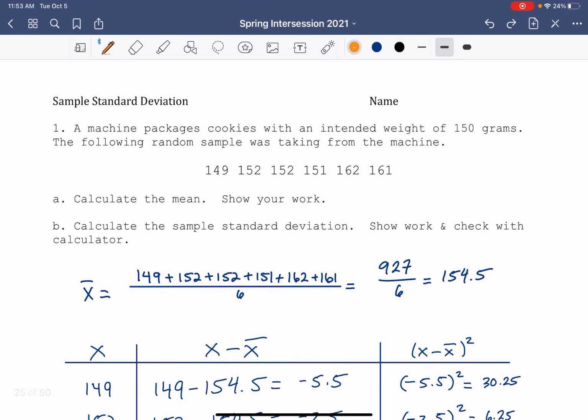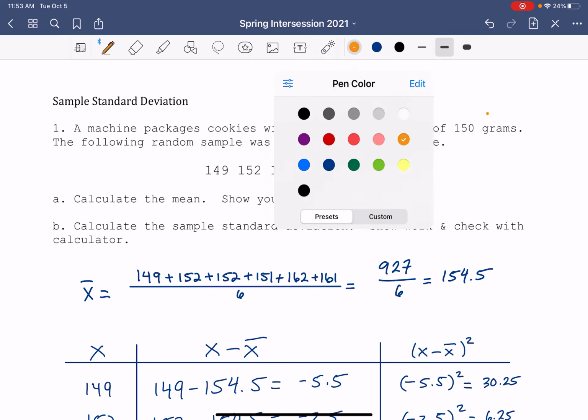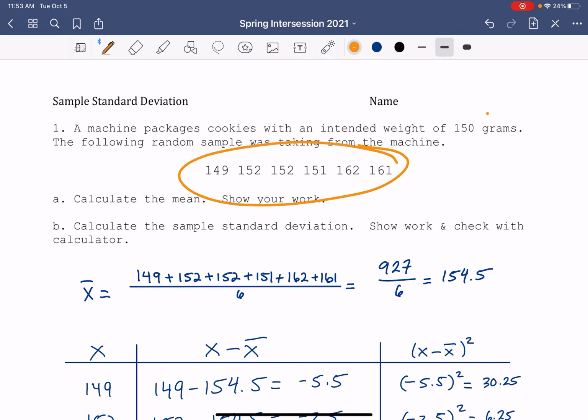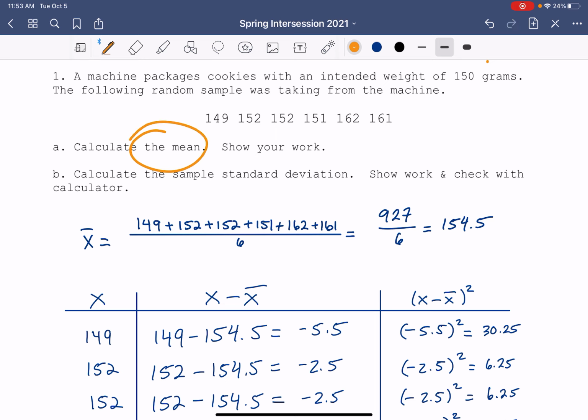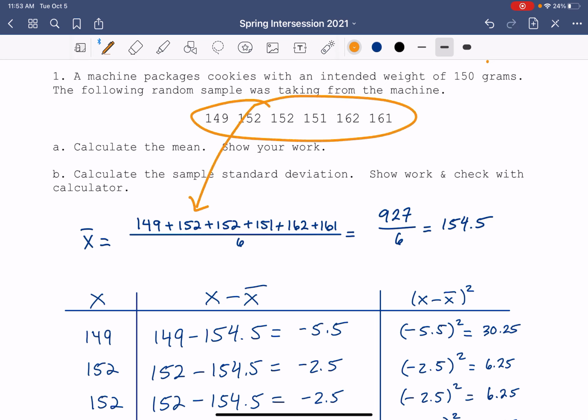Okay, so let's do the sample standard deviation worksheet. So we have this data here, right? Something about cookies and weights. And it says calculate the mean. So we take our values and then we add them up, divide by how many we have to give you the mean.